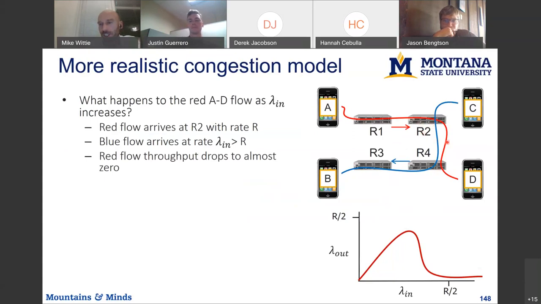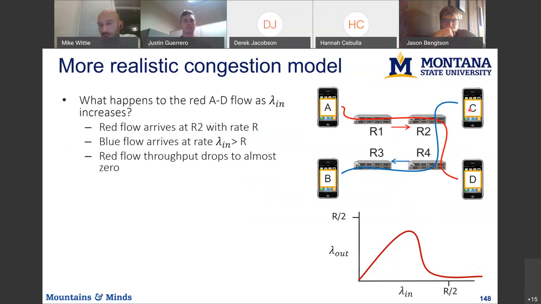So the most each flow can get is R over 2. But that's not what the red flow is getting. Why is that? A is sending at lambda in to R1, but when the data arrives at R2, it is capped to the capacity of this link, which is R. So it doesn't matter how much data A is sending, eventually it arrives at R2 at the rate R.